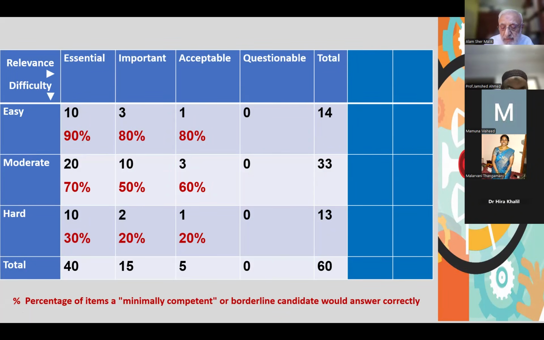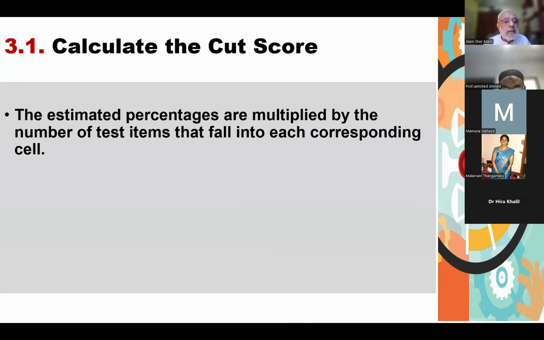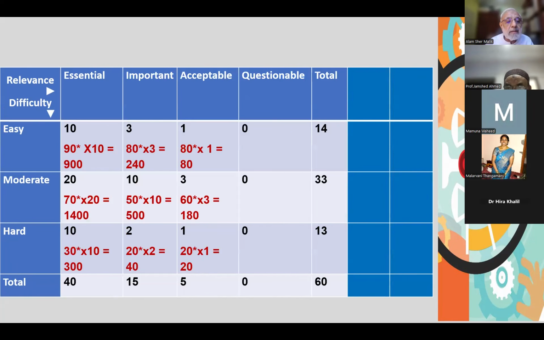Once we have done this, the next step is that the estimated percentages are multiplied by the number of test items that fall into each corresponding cell. So number of items times the percentage. Here the experts thought that 90% of students would be able to answer that. There are 10 items, so that's 900. Similarly, all are calculated.